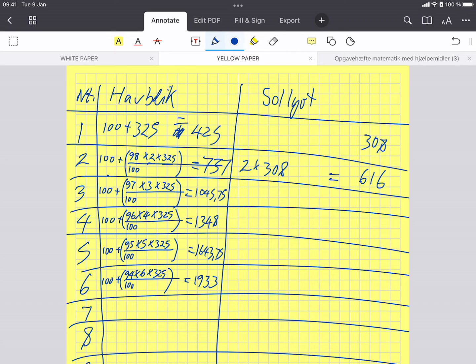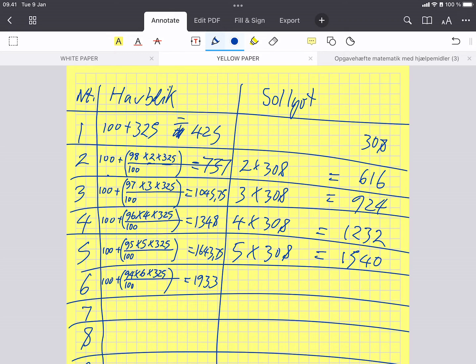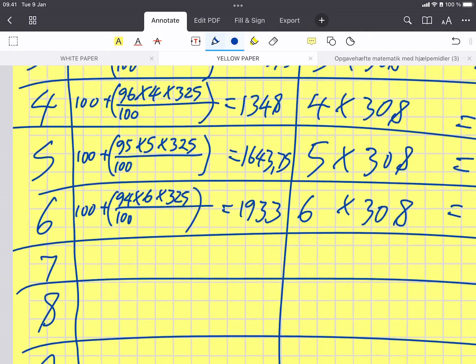So it's still cheaper at Sollust. 3 nights is going to cost 3 times 308, which is 924. Still cheaper. 4 nights is going to cost 4 times 308, which is 1,232. Still cheaper. 5 nights is going to cost 5 times 308, which is 1,540. Still cheaper, but the amounts are closing in on each other. 6 nights is going to cost 6 times 308, which is 1,848. Still cheaper, so we're going to have to look a little bit further.